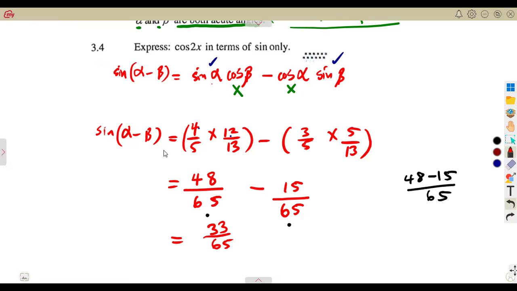So simplifying 33/65, do we have anything common there? We do not, so it will just remain like that. So that was going to be our sine of alpha minus beta from that.